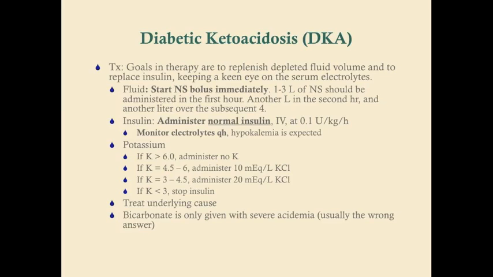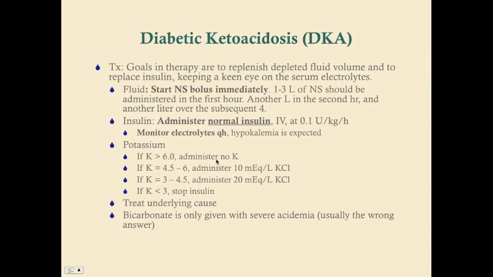So the rule is, and you're almost always going to be giving potassium to these patients, as you look at their potassium levels as they come back, if their potassium levels are more than 6, you're not going to be administering any potassium at all. Once it goes below 6, 4.5 to 6, you'll start them on 10 milliequivalents of potassium chloride. If it's between 3 and 4.5, you should administer 20 milliequivalents of potassium chloride, and if it's below 3, then you should stop the insulin.